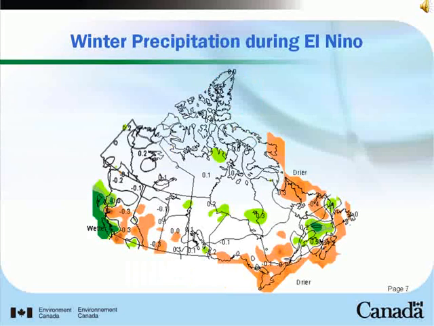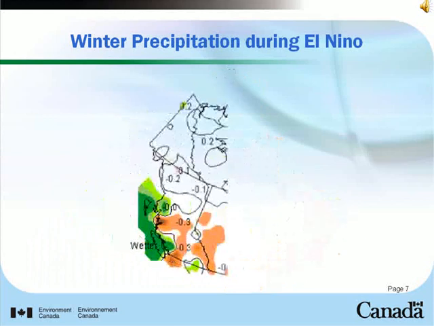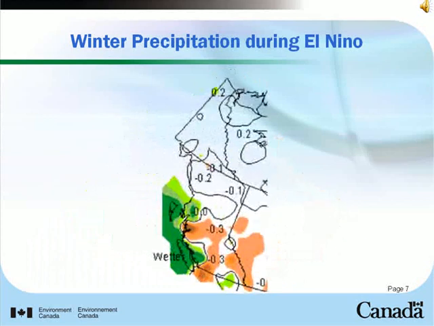The relationship between El Nino and precipitation is not as strong. In the BC interior, El Ninos bring drier than normal winters. On the coast, however, the pattern is more complicated. The position and strength of the Aleutian Low, which influences the path of the jet stream, seems to determine whether the coast is drier or wetter than normal.